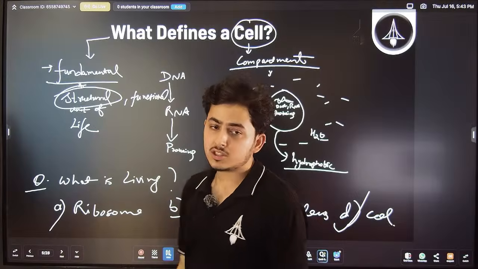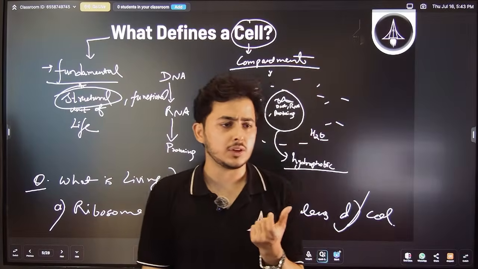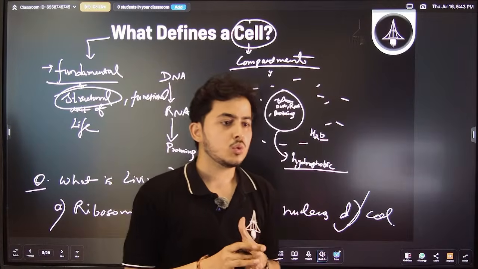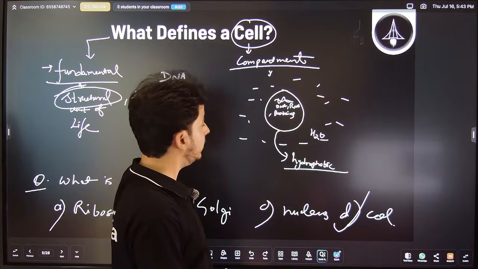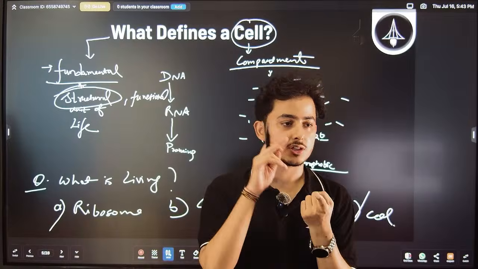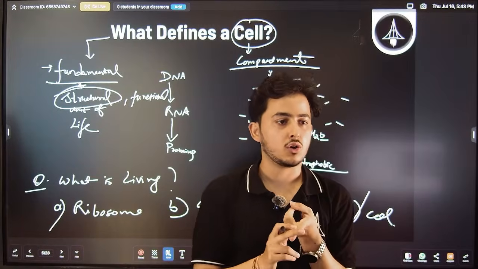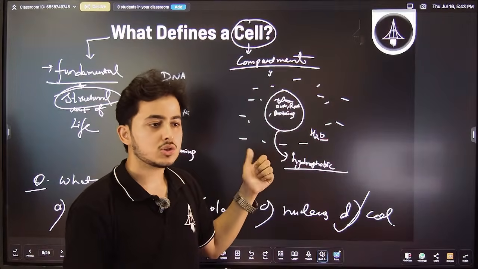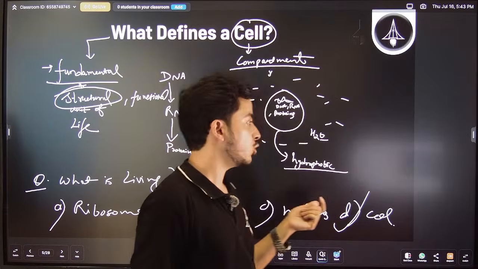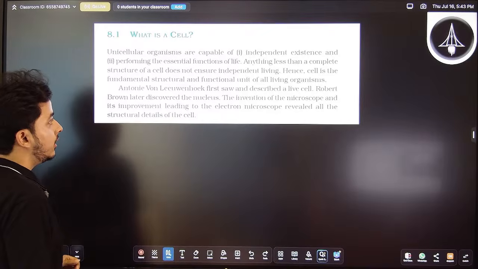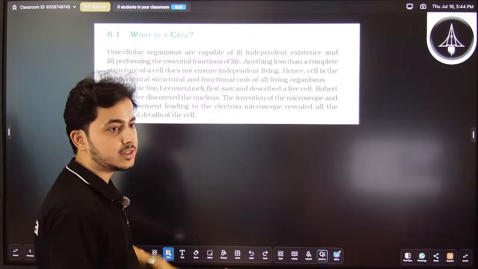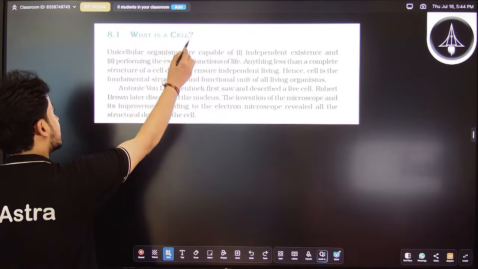So anything which has to be called living should have a proper structure, it should be able to perform function, and it should be made up of these building blocks called cells. Now, let us understand these lines of NCERT that say what is a cell, correct?